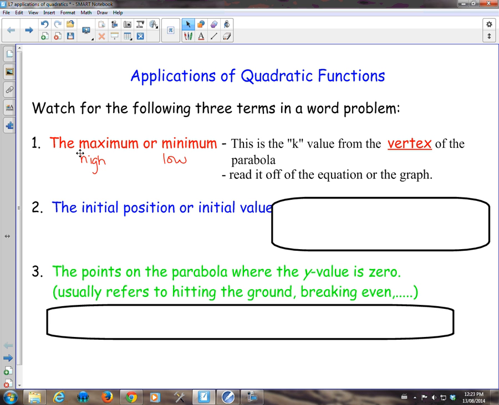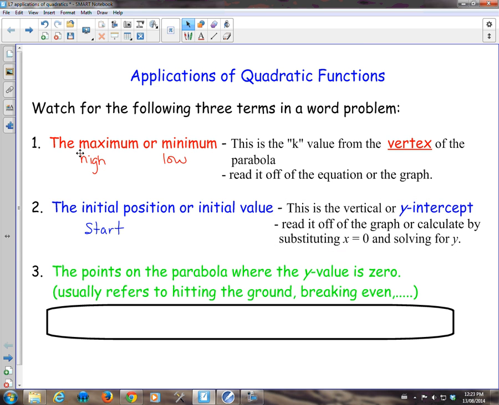Initial position or initial value. Initial is just like it sounds. It means the start. To figure out the starting point on a quadratic, it is the y-intercept. You get the y-intercept just like you do with a line. You can read it off the graph, or if you don't have a graph, as sometimes is the case with quadratics, you can calculate it by substituting x equals 0 and calculating y.